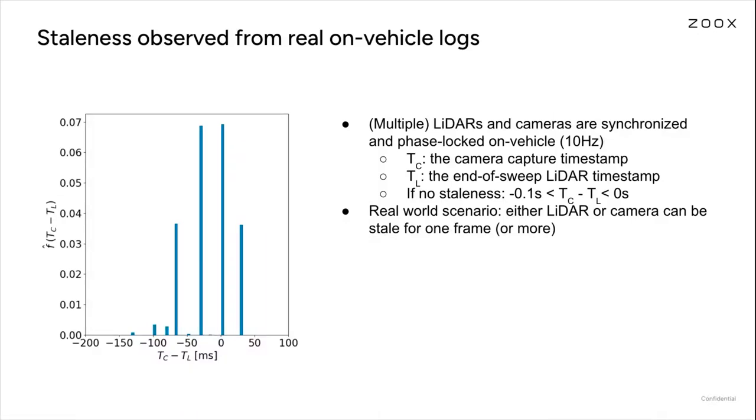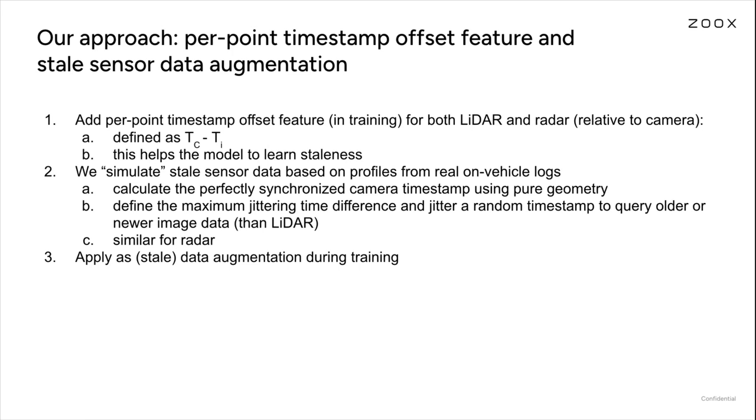On vehicle, we have LiDARs and cameras synchronized and phase locked at 10 Hz. TC is defined as the camera capture timestamp. TL is the end of sweep LiDAR timestamp. In an ideal world without stillness, TC minus TL is well bounded between minus 0.1 seconds and 0 seconds. However, on the left figure, we observed out of distribution values, meaning stillness, from real on-vehicle logs. So either LiDAR or camera can be still for one frame in this specific example.